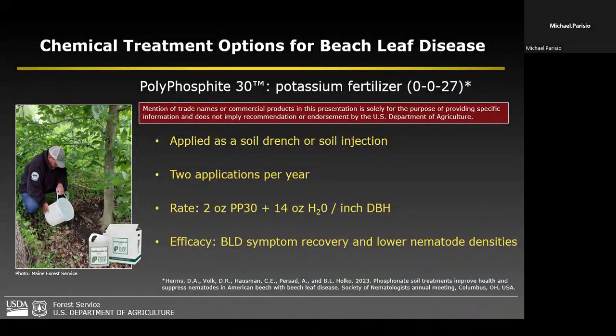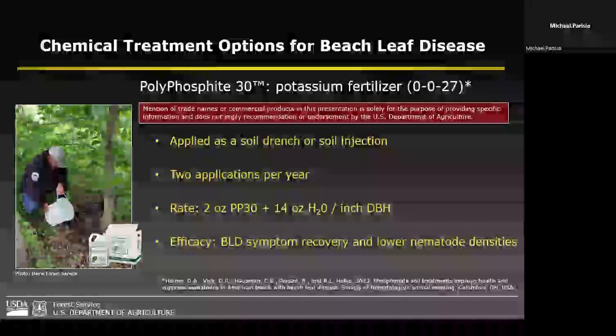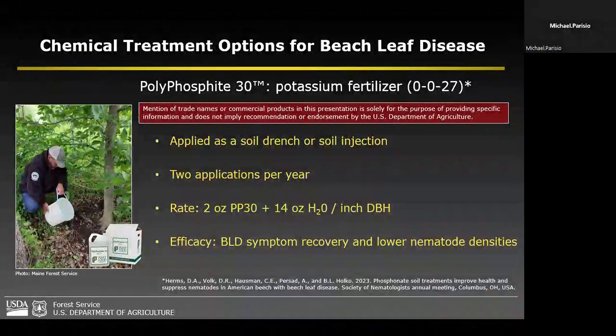It's really onerous to expect people to apply something like this twice a year. So maybe we could double the dosage and get away with a once a year application. So maybe next year when I'm asked to talk about this, I can share some results.